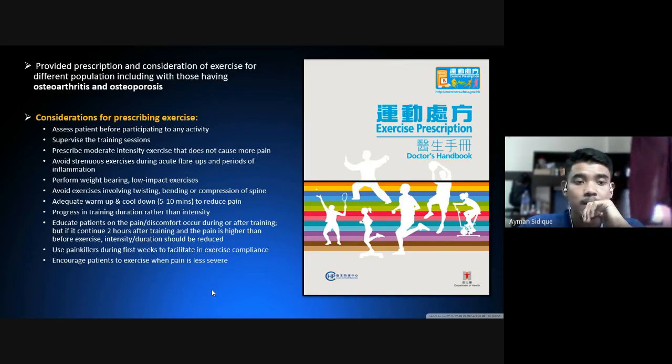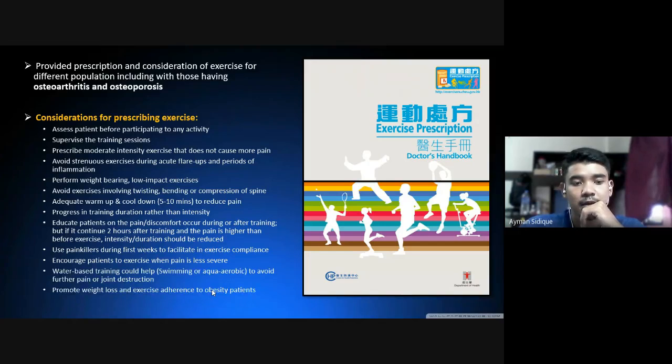Painkillers can be used during the first week so that it helps with exercise compliance. Patients should be encouraged to exercise when pain is less severe. They encourage water-based training as it helps to avoid further pain and joint destruction. And health professionals should promote weight loss and exercise adherence in obese patients.